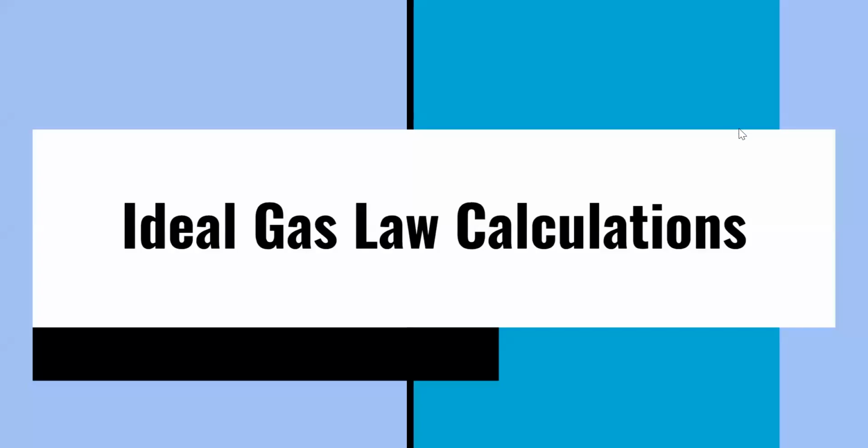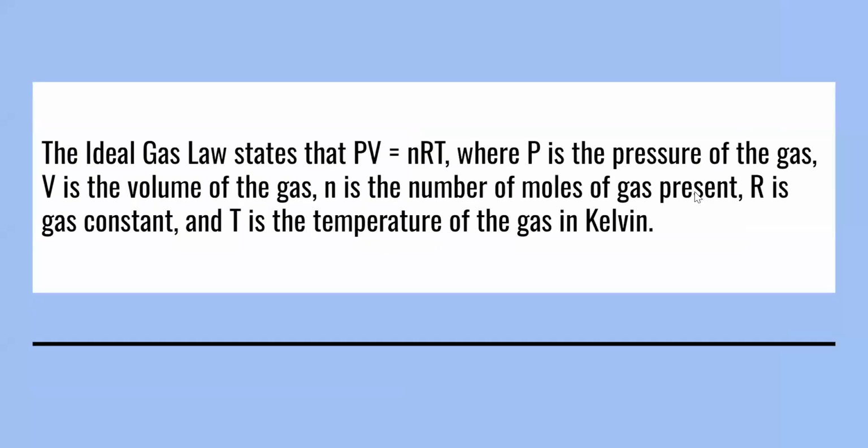This is ideal gas law calculations. The ideal gas law says that PV equals nRT, where P is the pressure of the gas, V is the volume of the gas, n is the number of moles of gas present, R is the gas constant, and T is the temperature of the gas in Kelvin. So in doing any ideal gas law calculation, again, you have to convert to Kelvin.